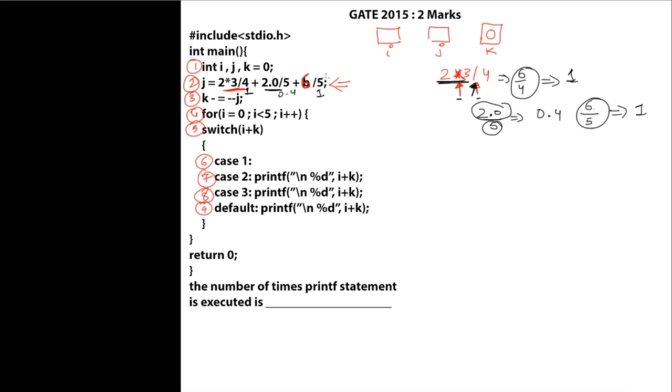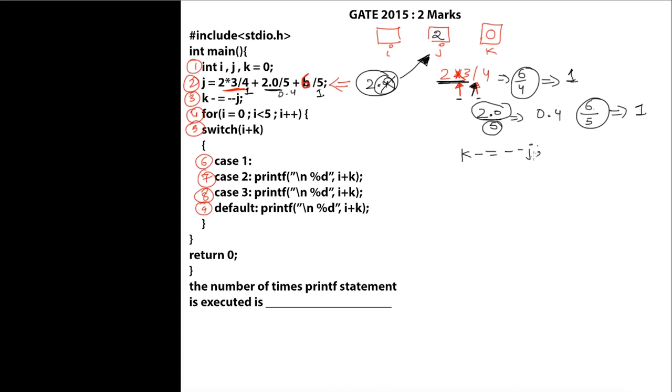So this complete statement is now going to give me 2.4, and this 2.4 we are going to store into an integer variable. This j is an integer variable, that is why we are going to neglect the point part and just store 2. So 2 will be stored in j. And then in line number 3, the statement is k minus equal to minus minus j.